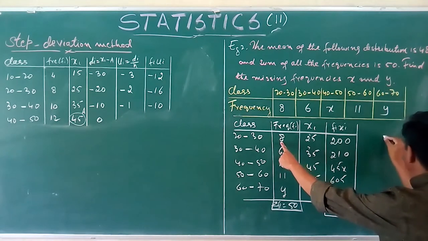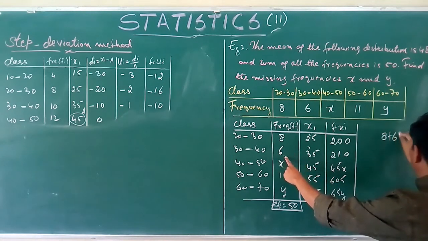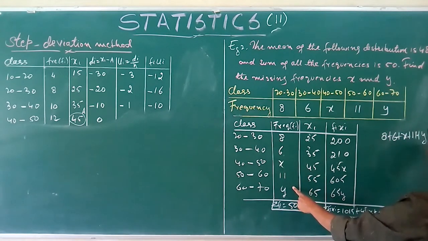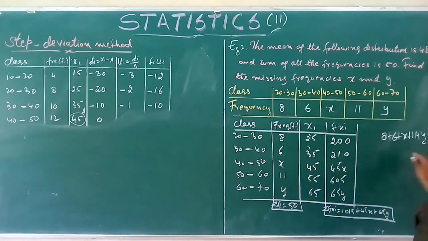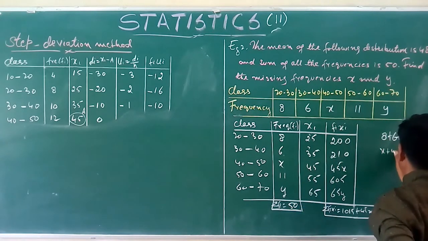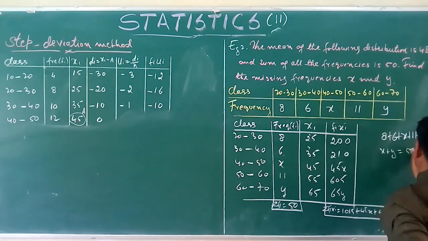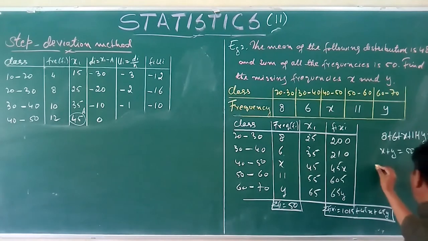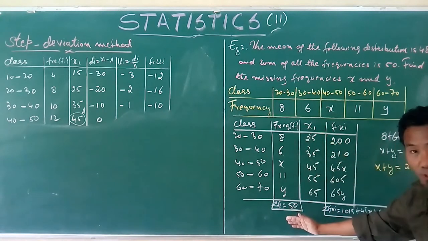The sum is given here, 8 plus 6 plus x plus 11 plus y equal to 50. Then x plus y equal to 50 minus 25, which is 25. Then the equation is x plus y, which is equal to 25. That is the equation. The sum is equal to fi.